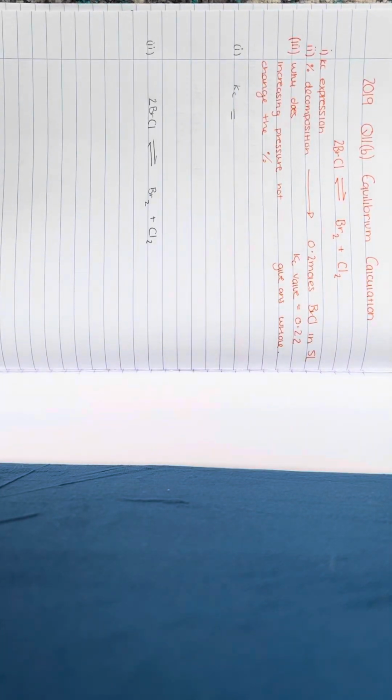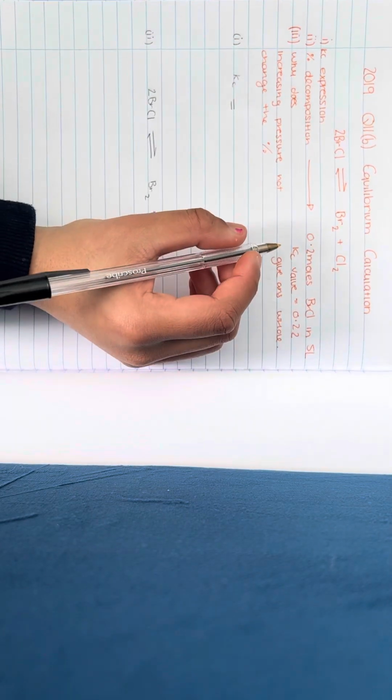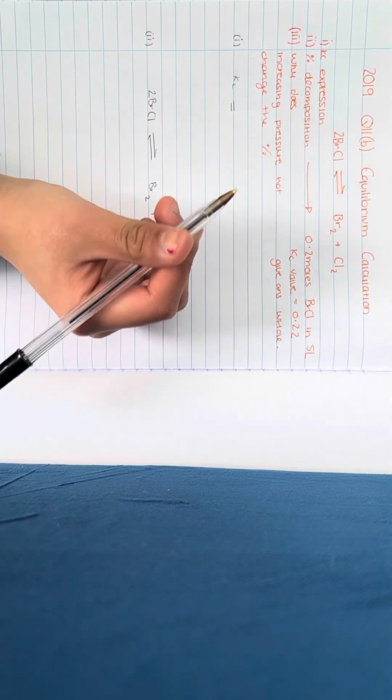Hey guys, today I'm going to be doing 2019 question 11B from the Leaving Cert chemistry paper. This question is in regards to the equilibrium calculations. So let's just start. For part 1, it asks for a Kc expression.